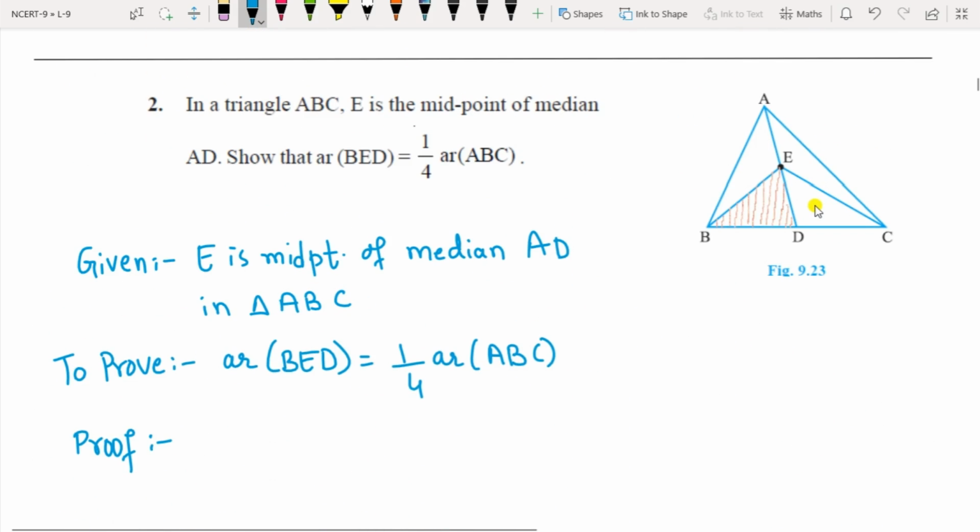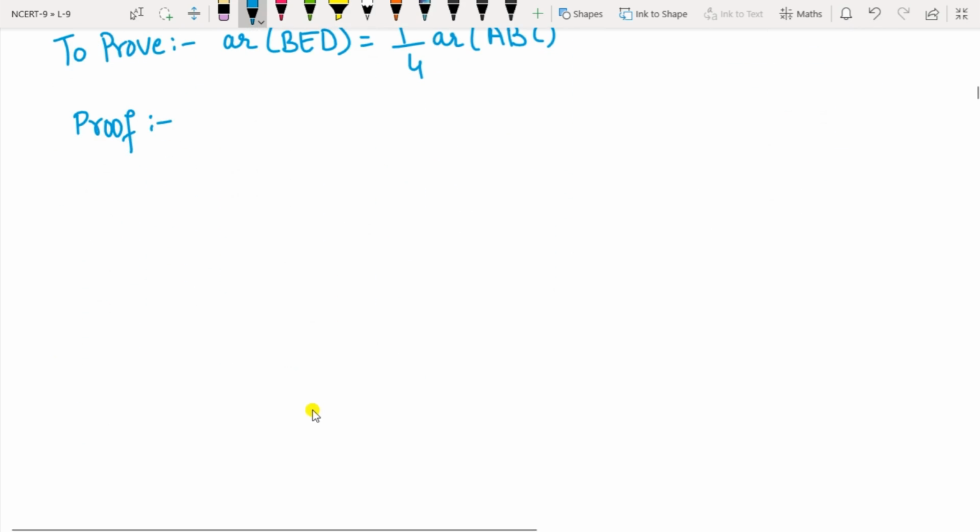Question 2 is, the figure is the same, ABC. Now here E is given as the midpoint. In the first question it was any point. Now in the second question it is given that E is the midpoint of the median AD. We have to show that this triangle BED is 1/4 of the whole triangle ABC. So it is given, and to prove, let us start with the proof.